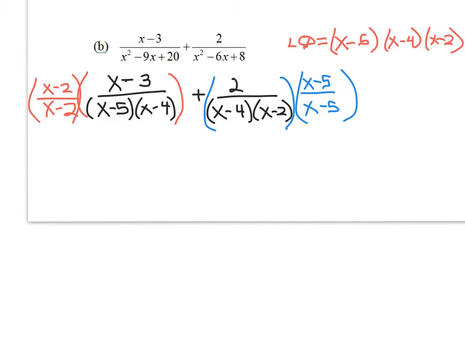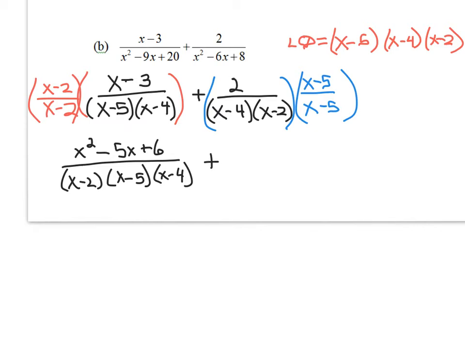Now, in my first fraction, I'm going to have to go ahead and multiply, but I see that I've got a binomial times a binomial, so make sure you do your double distribution there. So multiplying those through, I'm getting x squared minus 3x minus 2x gives me minus 5x, negative 3 times negative 2 plus 6. I'm going to keep my denominator in factored form, so x minus 2 times x minus 5 times x minus 4.